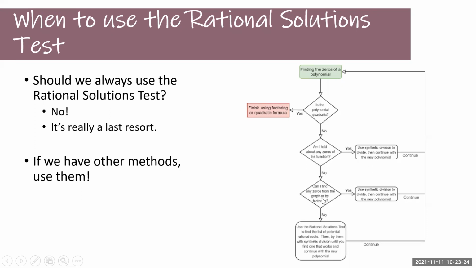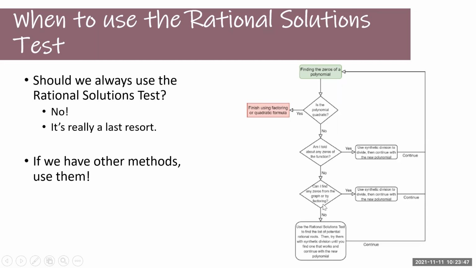If you don't know anything about the zeros, look at the graph or try to factor. If you can look at the graph or factor, you can save yourself a lot of heartache. When you look at the graph, you can use synthetic division, okay? If you factored, you might have that factor straight away. But you're probably going to need to use synthetic division to get your new polynomial.